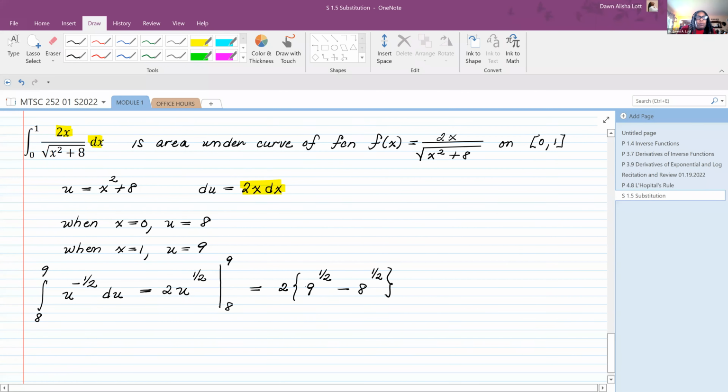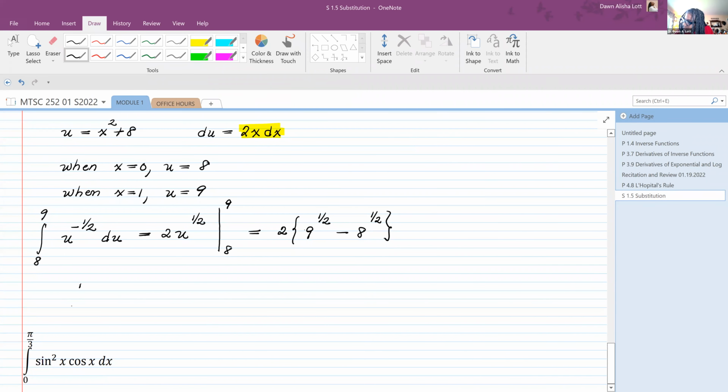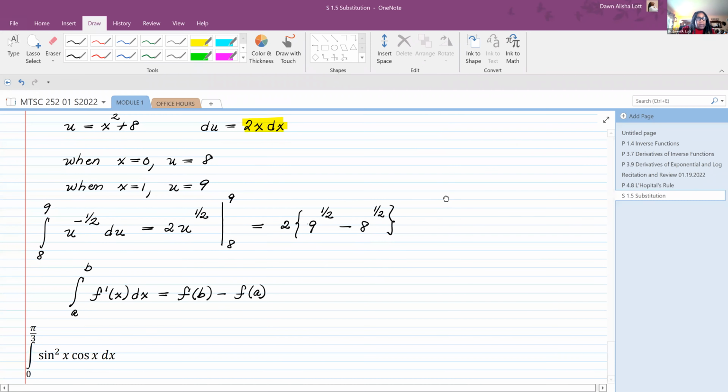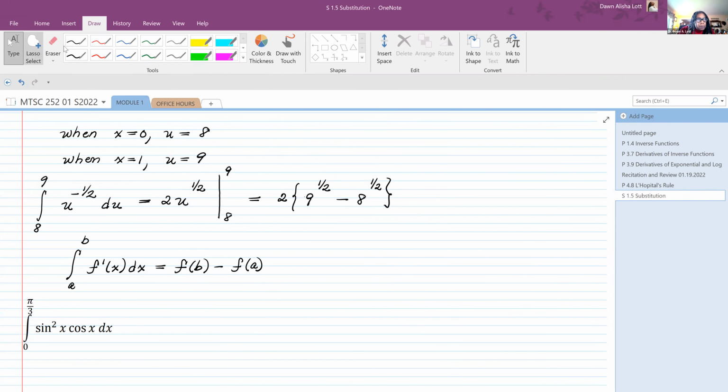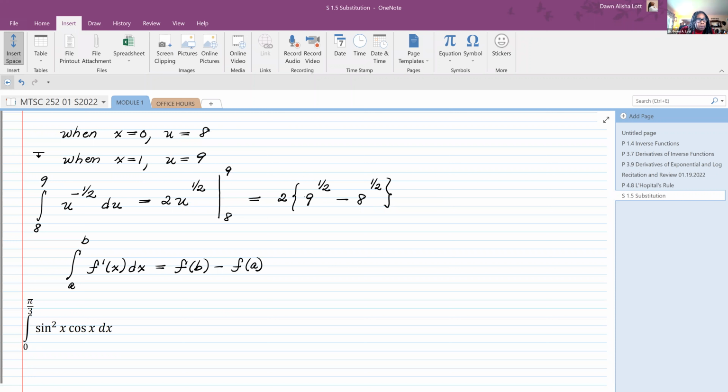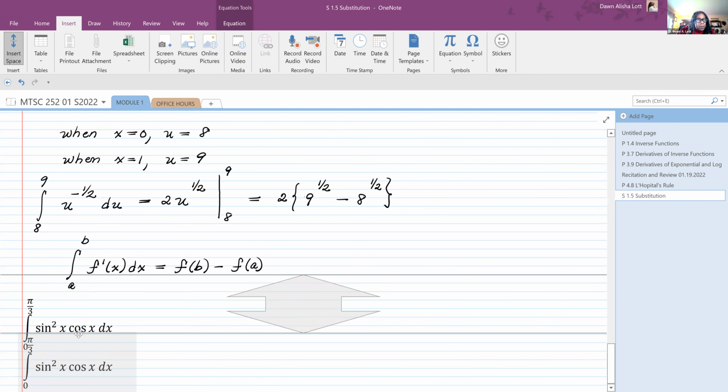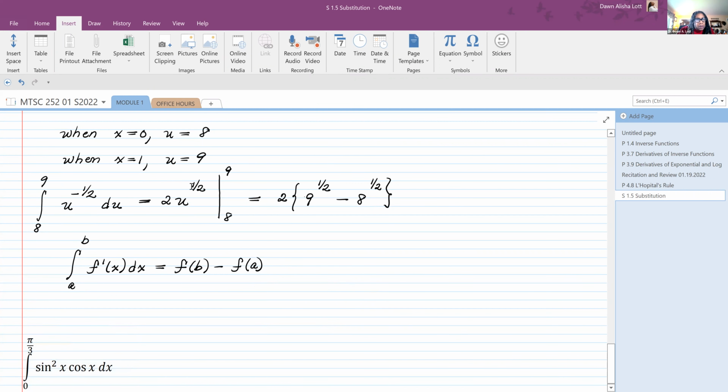If you remember the fundamental theorem of calculus, the integral from a to b of f prime of x dx is f at b minus f at a. So what I did was I integrated and found the antiderivative.